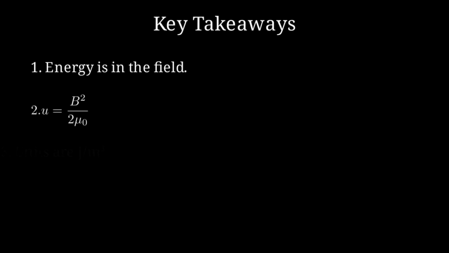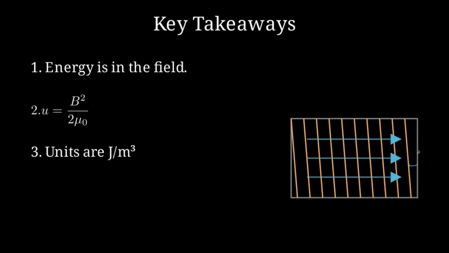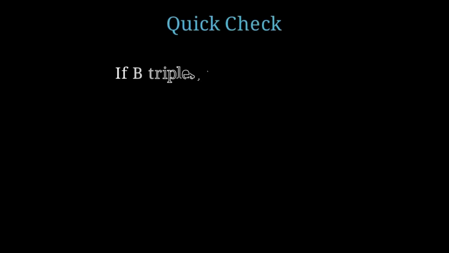To summarize, magnetic energy resides in the field itself. The density of this energy is proportional to the square of the magnetic field and inversely proportional to the permeability of the medium. Here is a quick question for you.